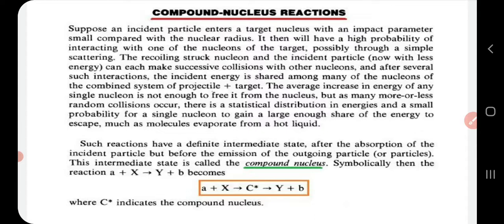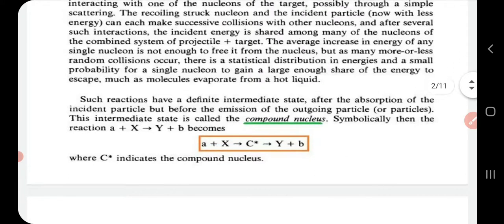Now the average increase in energy of a single nucleon is not enough to free it from the nucleus. So there will be a statistical distribution in energies and a small probability for a single nucleon to gain a large enough share of energy to escape. In order to escape, it requires a large amount of energy. Now such reactions have a definite intermediate state after the absorption of the incident particle but before the emission of the outgoing particle. That intermediate state is called the compound nucleus.